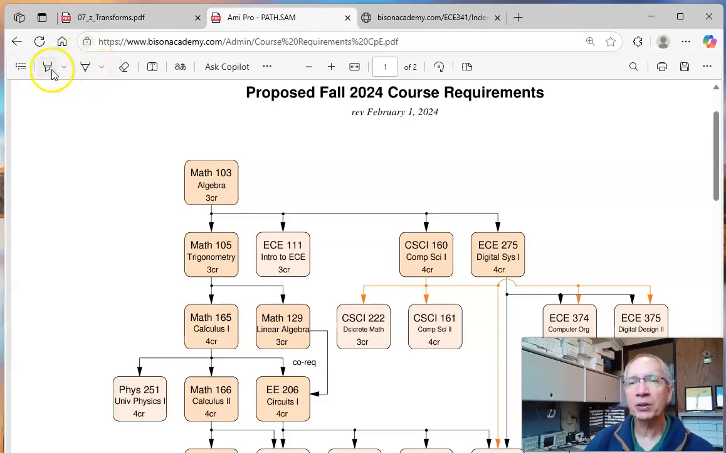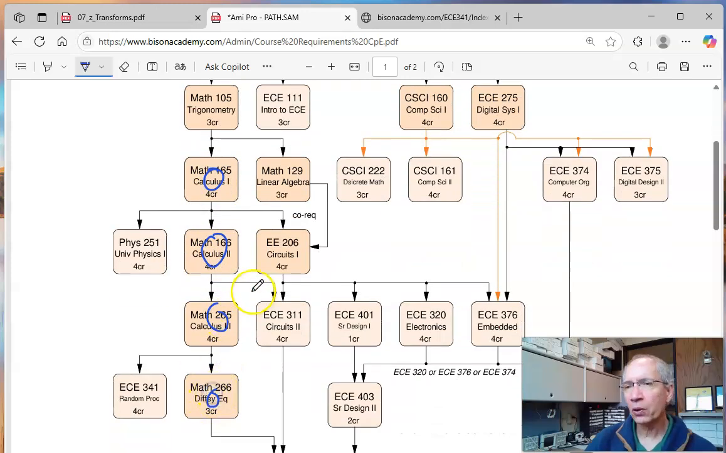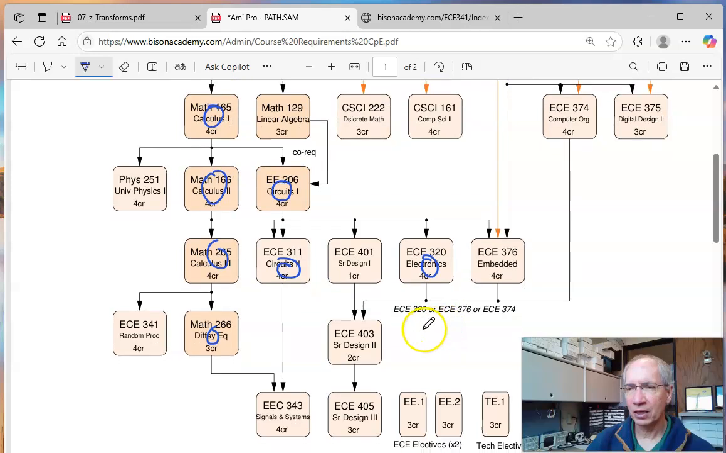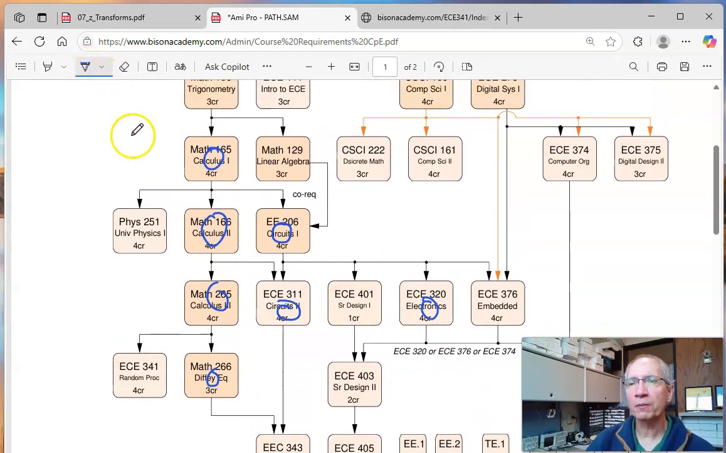Now, some of these use Laplace transforms. Laplace transforms are designed for analog systems, differential equations. So here we use Laplace transforms in Math 165, 166. Courses that deal with continuous systems, Circuits 1, Circuits 2, electronics use Laplace transforms. Let's see what else. Control systems, other courses. Those all use Laplace transforms.